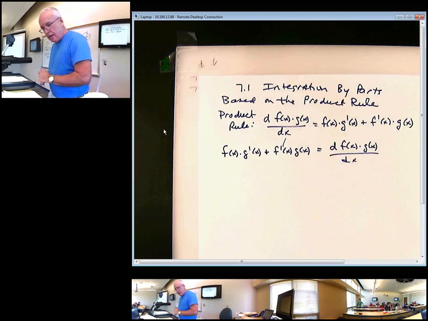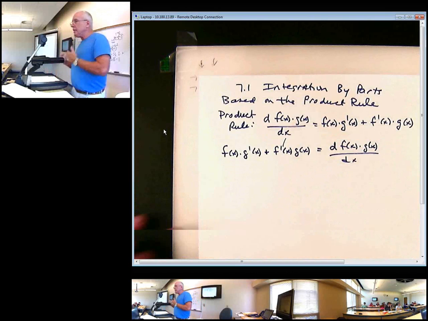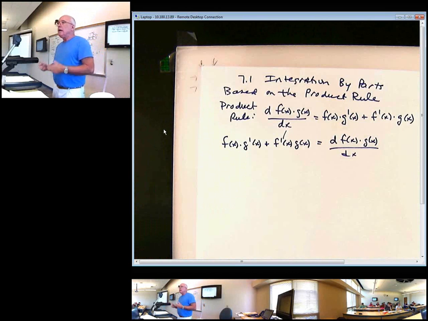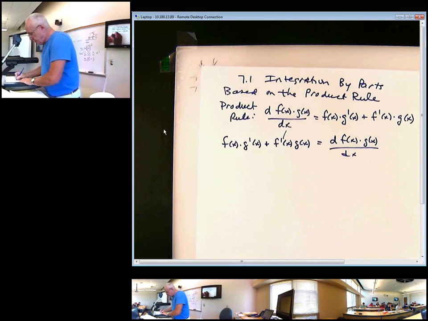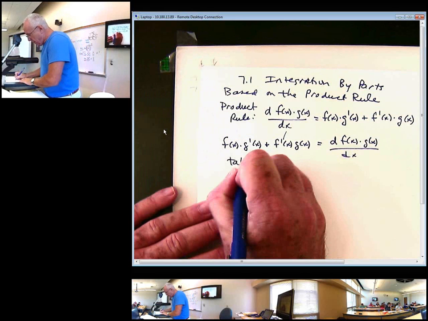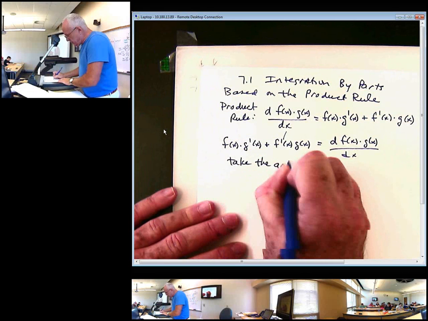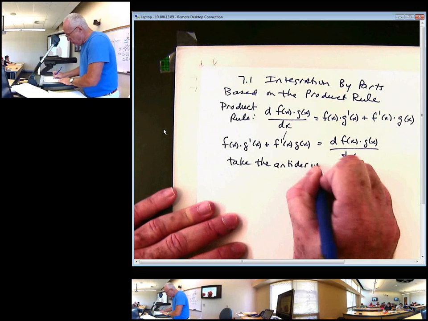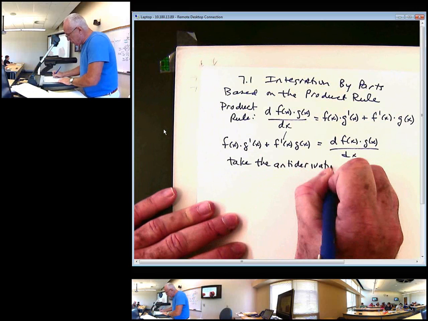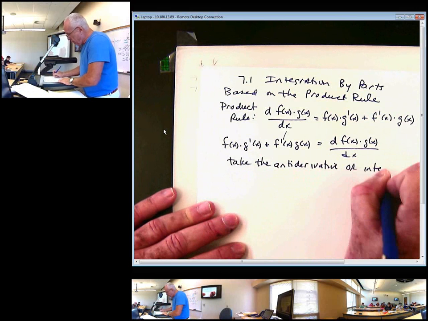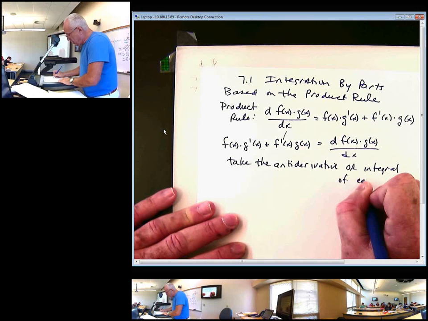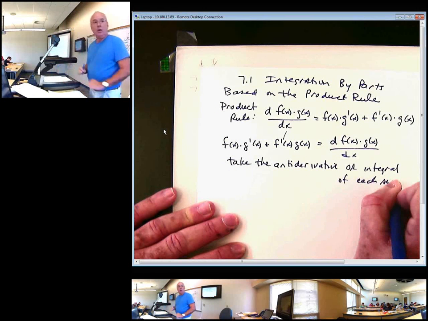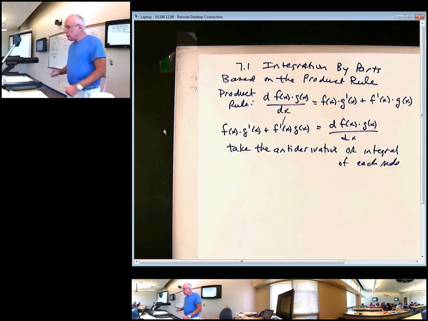Okay. Now, what I'm going to do next to get integration into the picture here is, since these two things are equal to each other, I'm going to take the antiderivative or integral of both sides. All right. So let's do that.